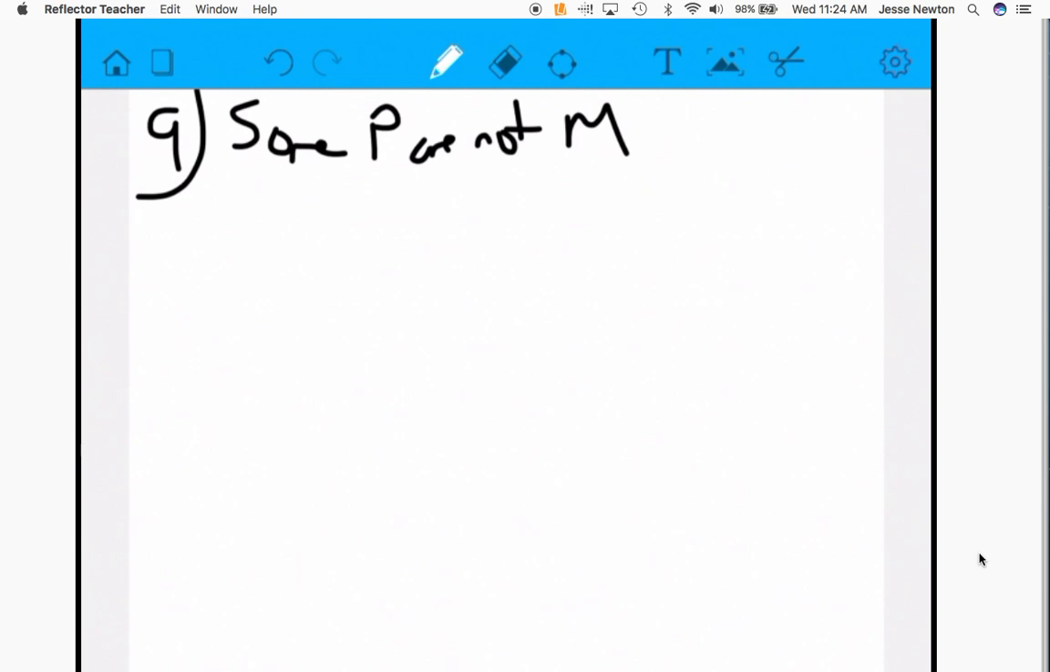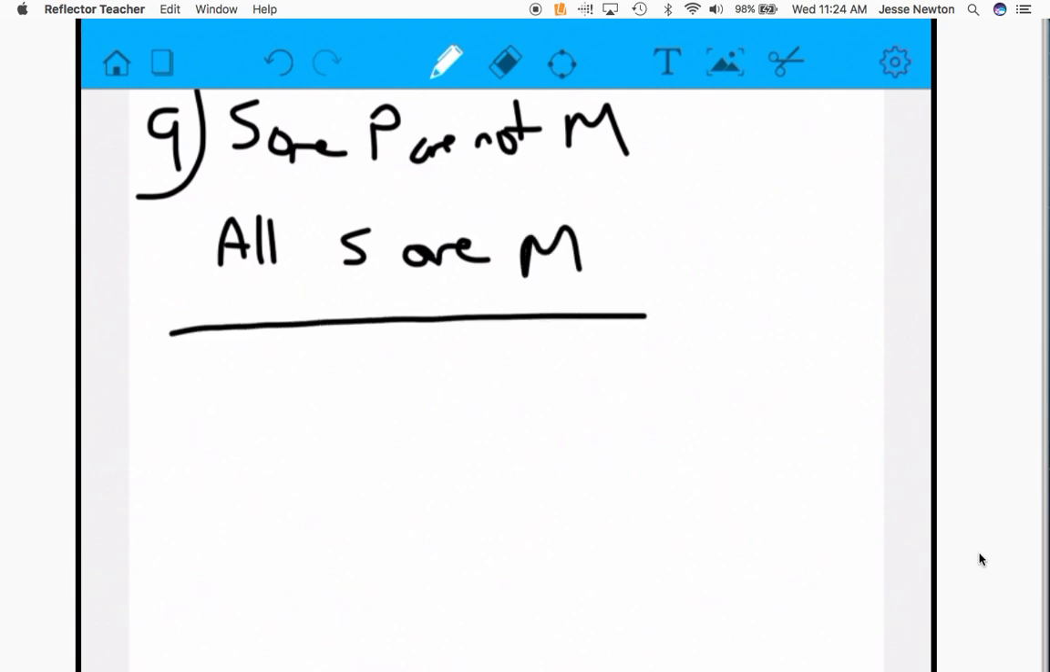Just had an epiphany. Maybe this will work. Maybe I'll leave a little space right here. I don't have to rewrite the premises. All S are M, and then therefore some S are not P.